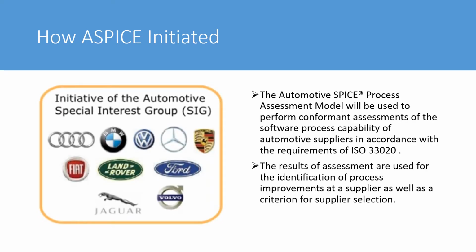And they took another ISO standard, ISO 32020, as the process assessment model reference. That means they picked up the assessment concept and the process capability concepts from it. The results of assessment are used in identification of process improvements at the supplier as well as the criterion for supplier selection.